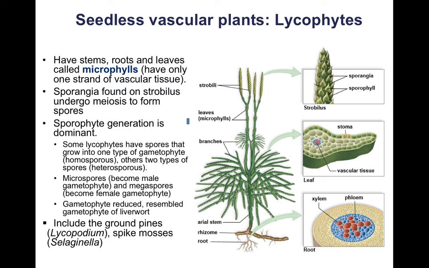The gametophyte is reduced. It resembles the gametophyte of the liverwort. So it's really small and flat. Kind of looks like a piece of lettuce or something. And these are going to include the ground pines like Lycopodium, which grow around us, and also the spike mosses such as Selaginella.